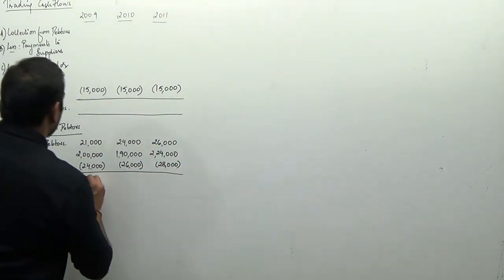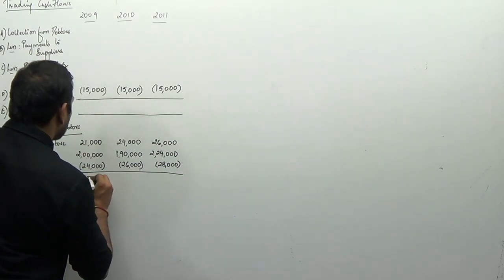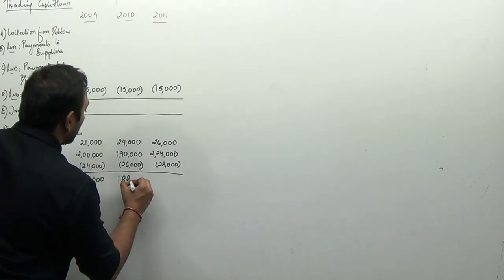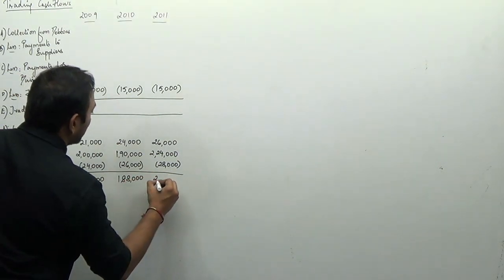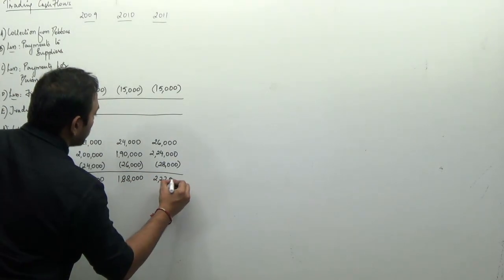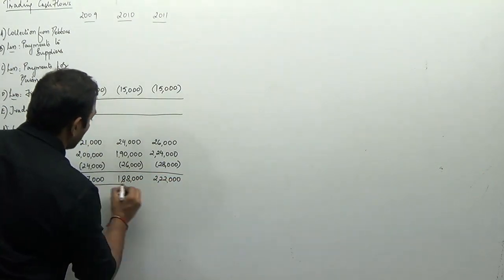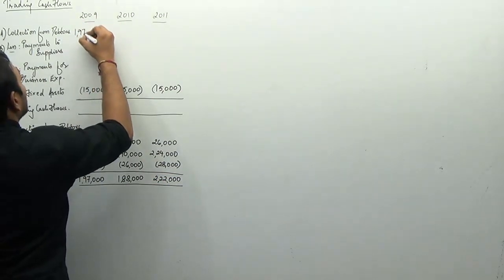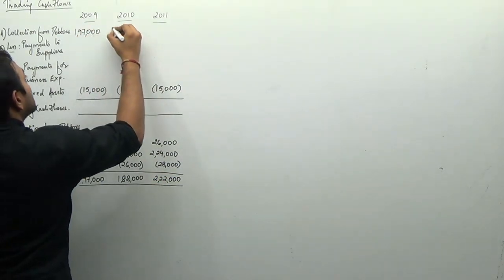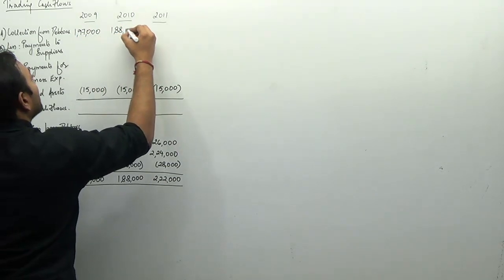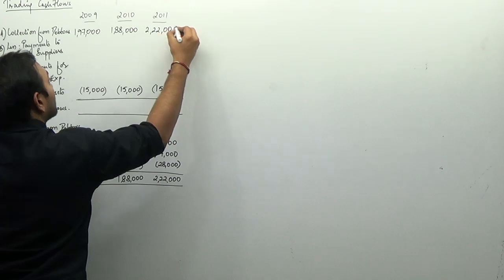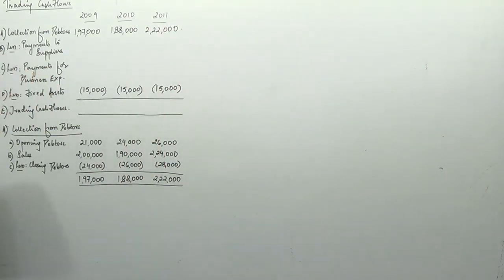Fill up, this is collection from debtors: 1,97,000, 1,88,000, 2,22,000. Place the figures in the above working note, 1,97,000, 1,88,000 and 2,22,000. Let's fill up the other figures. What is the next one to be filled up?